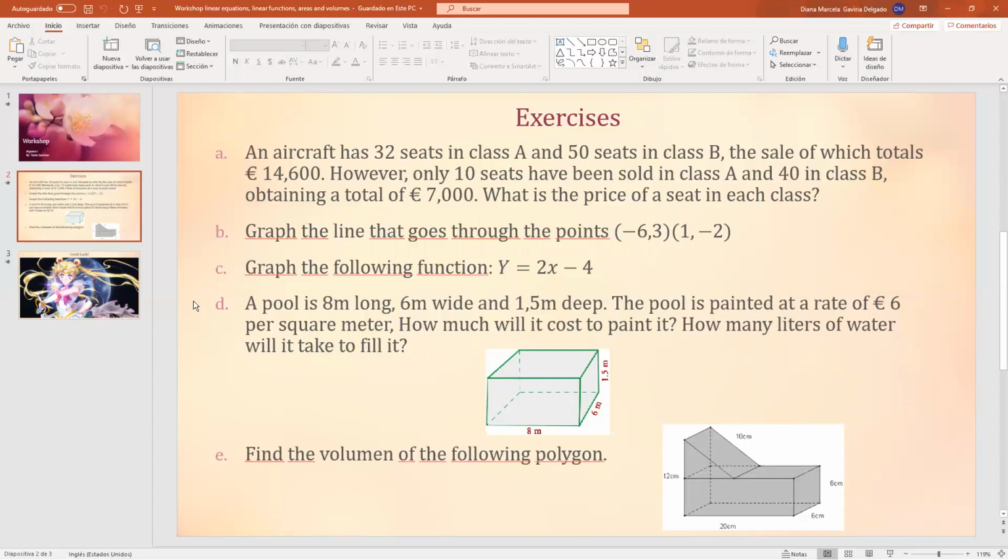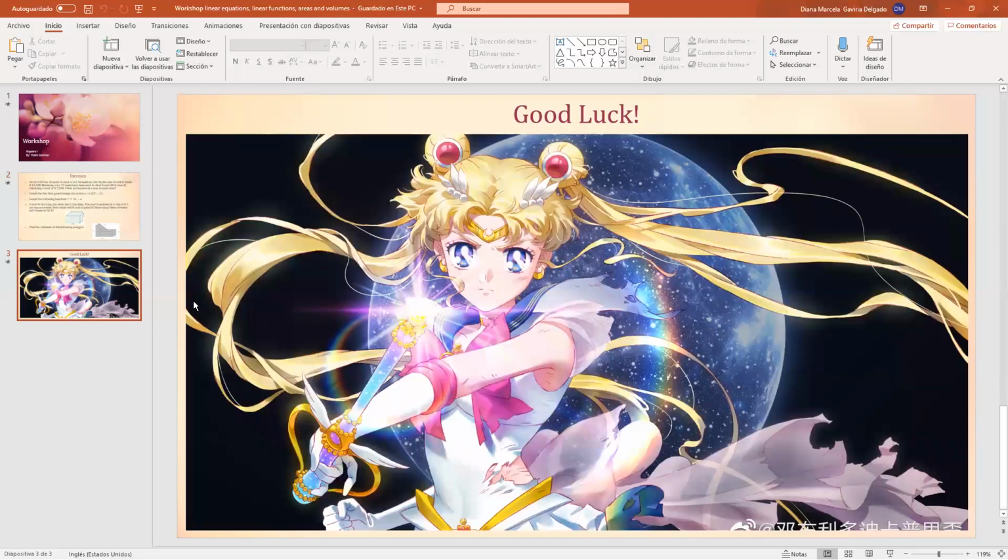So for this case, I'm going to wish you good luck because you're not going to do it with me. The idea of doing this is for you to test yourselves and look how your process is going, okay?